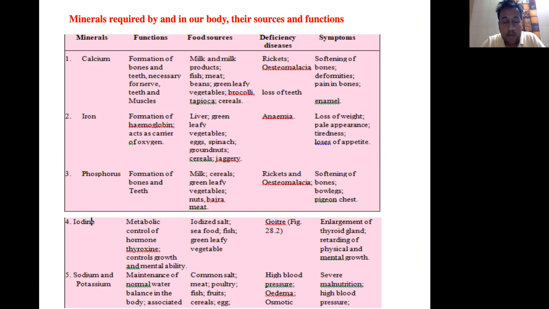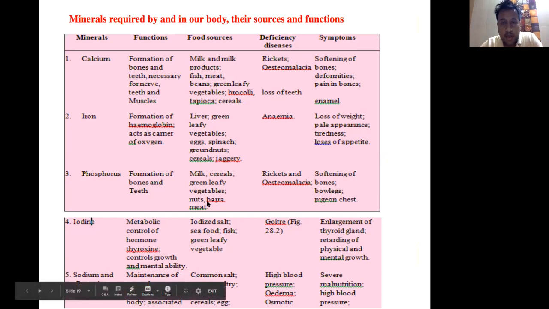Again, iron, one of the most important minerals, helps in the formation of hemoglobin that acts as a carrier of oxygen. Its deficiency can lead to anemia. And let me tell you that iron deficiency anemia is the most common anemia in India, especially among women. The symptoms of iron deficiency could be loss of weight, a pale appearance, and a feeling of tiredness.